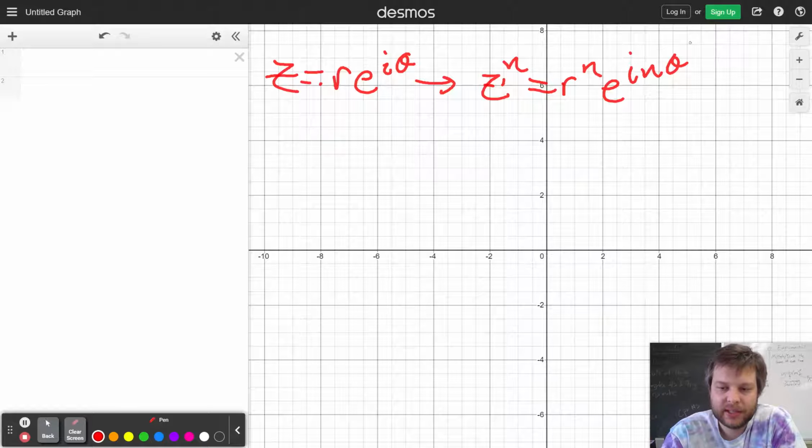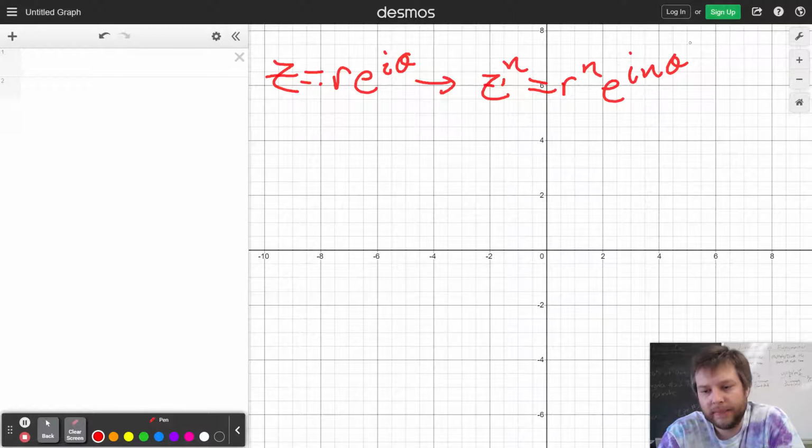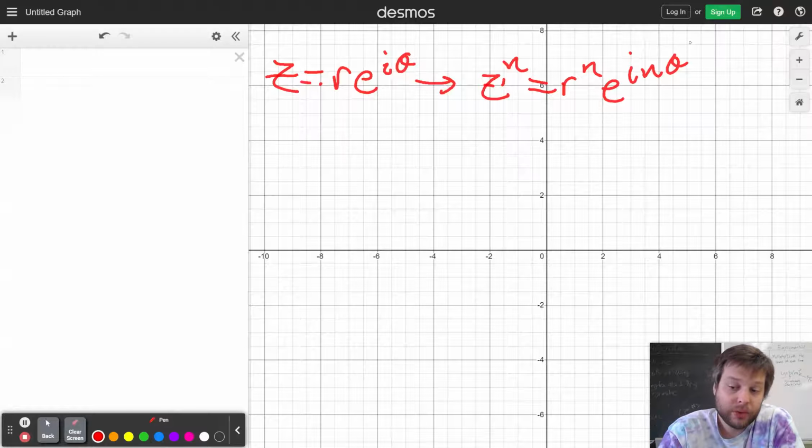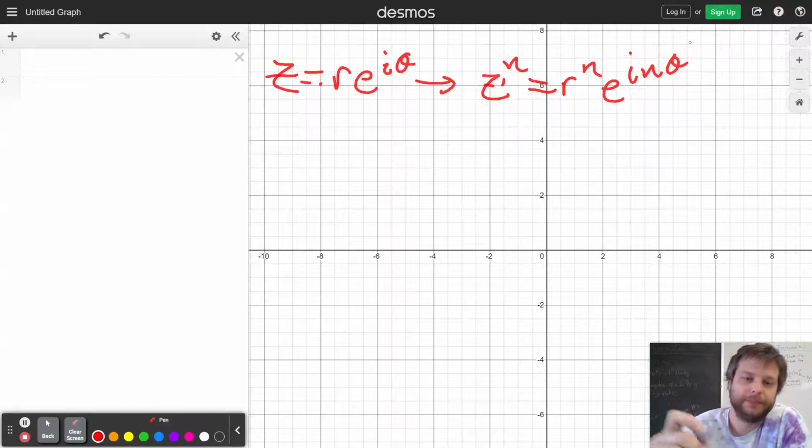n distinct solutions when you take the nth root of a complex number. And so I'll start with the idea of a root of unity, and then I'll go on to talking about how you can do a root of any complex number and do it just sort of in general. So we'll look at a root of unity here.